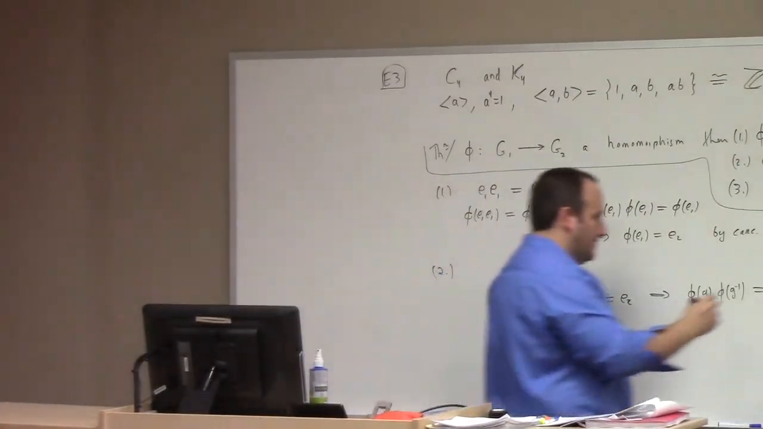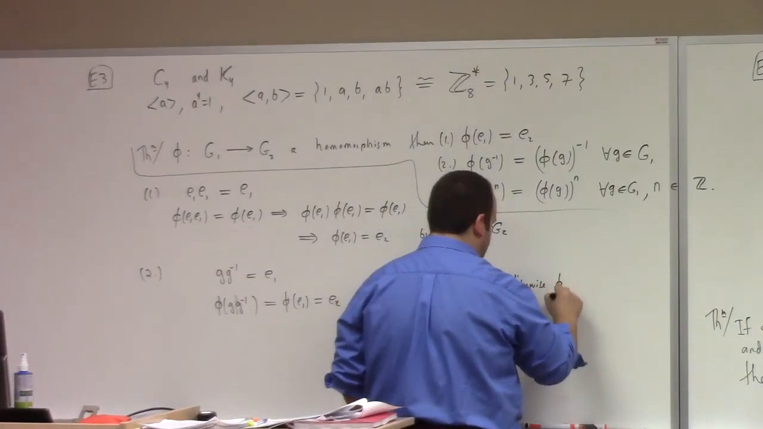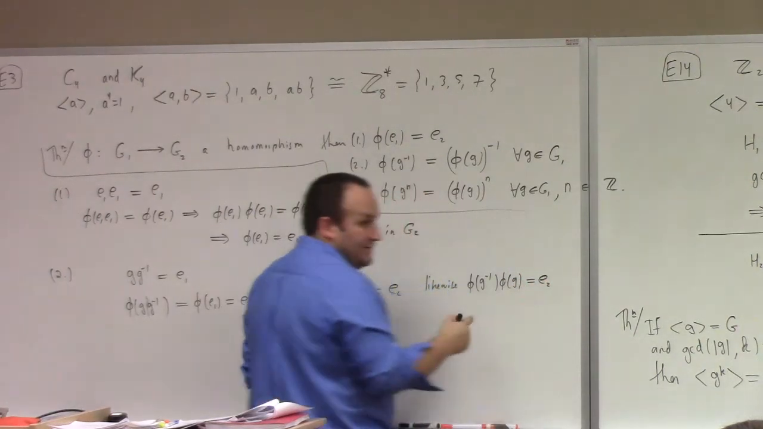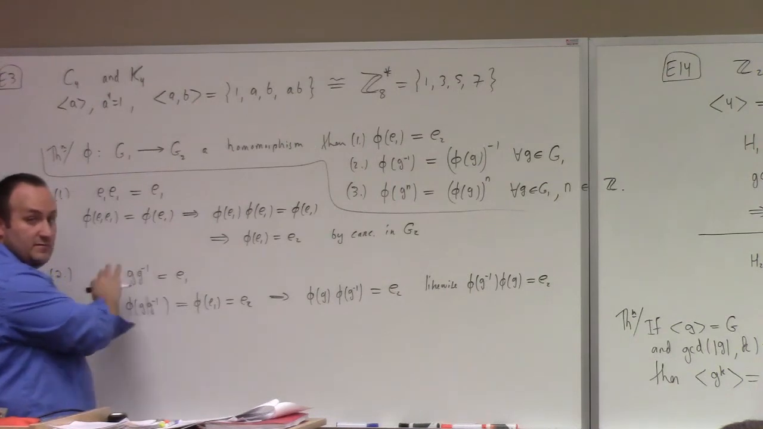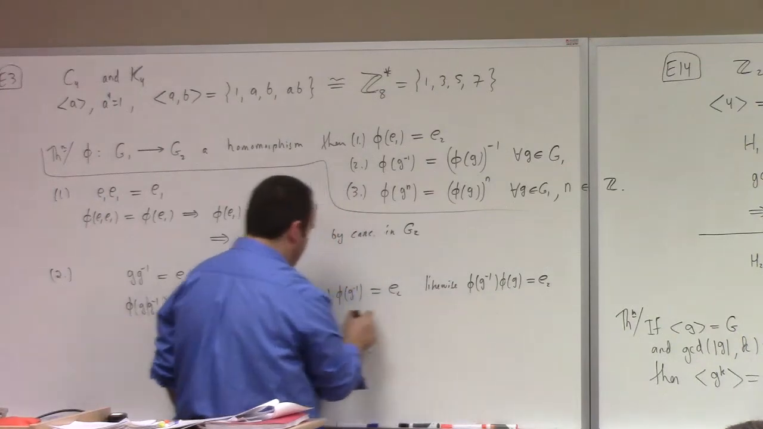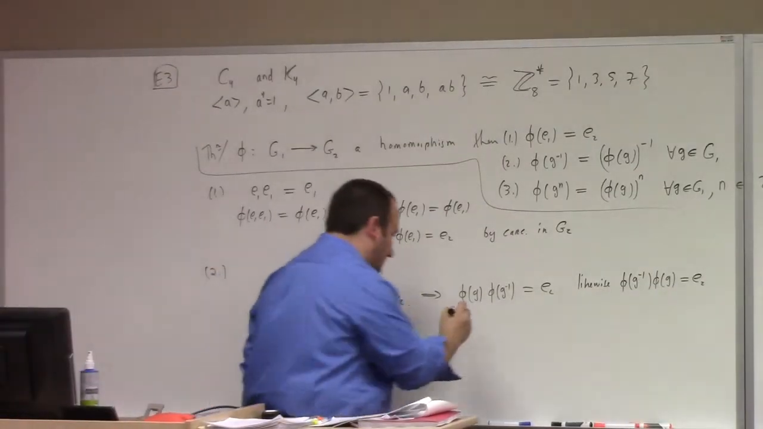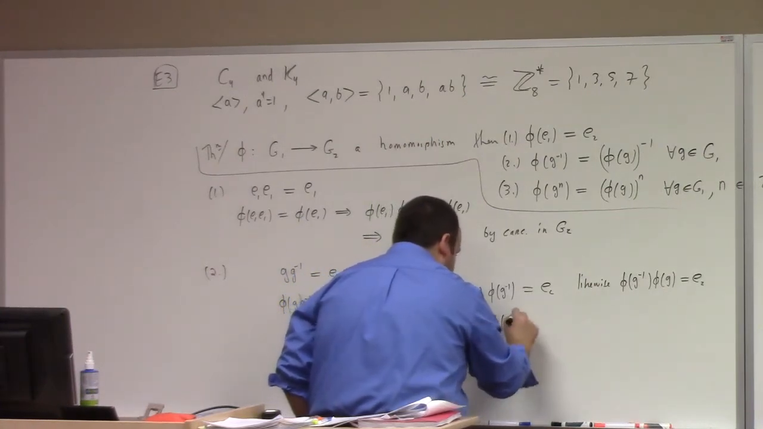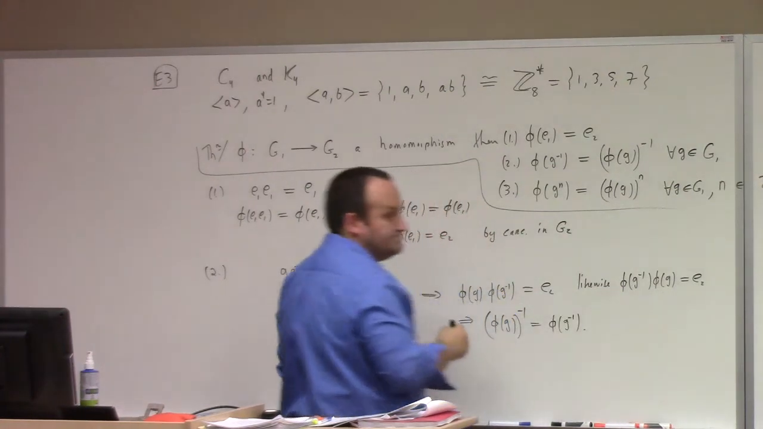And likewise, in the same fashion, we find that phi of G inverse times phi of G is equal to E2, right? I can do the same argument starting with G inverse G. So I get that phi of G inverse is both a left and a right inverse to phi of G, which suffices to prove by the definition, of course, that phi of G inverse is equal to phi of G inverse, G being arbitrary. There you go.